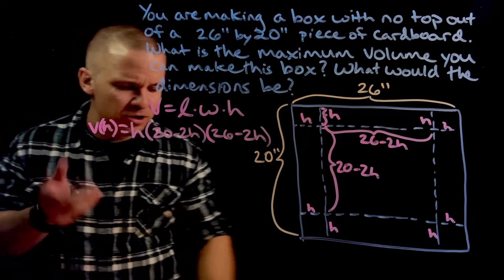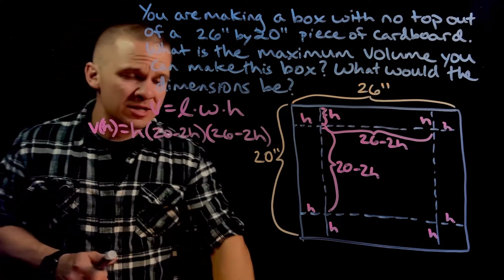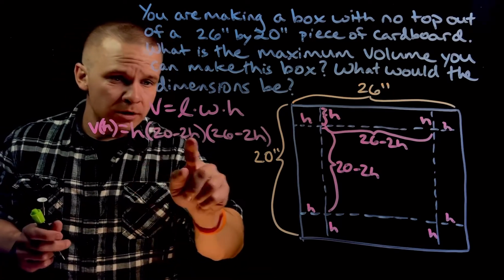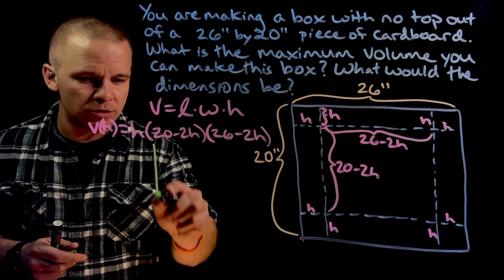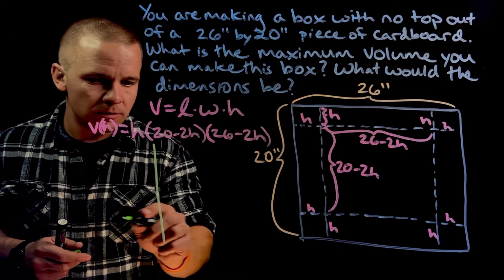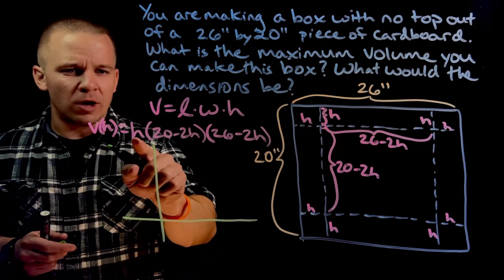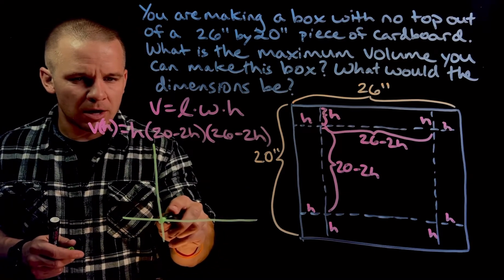Now, what type of function is this going to be? Well, this is going to be a 1, 2, 3, a cubic function. So if I were to do a rough graph right here, I know that I'm going to have a point at 0, comma 0.